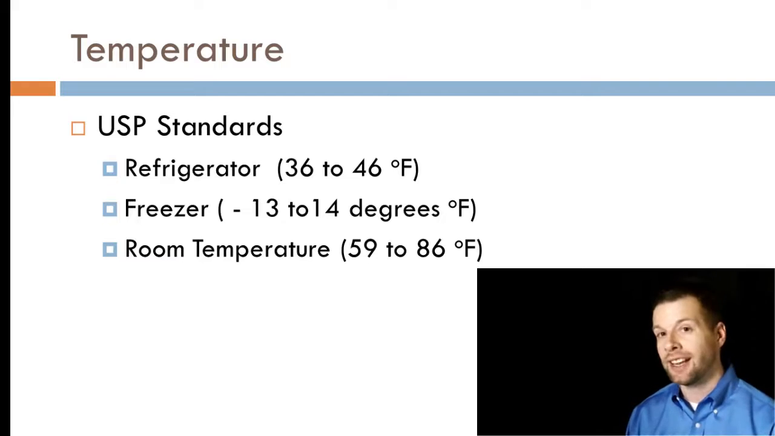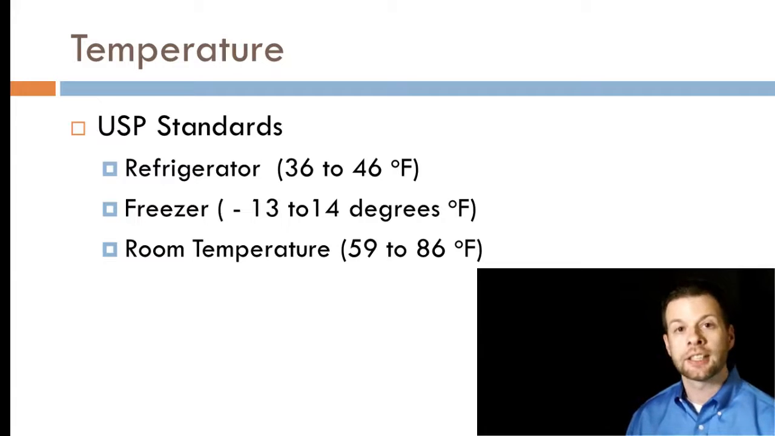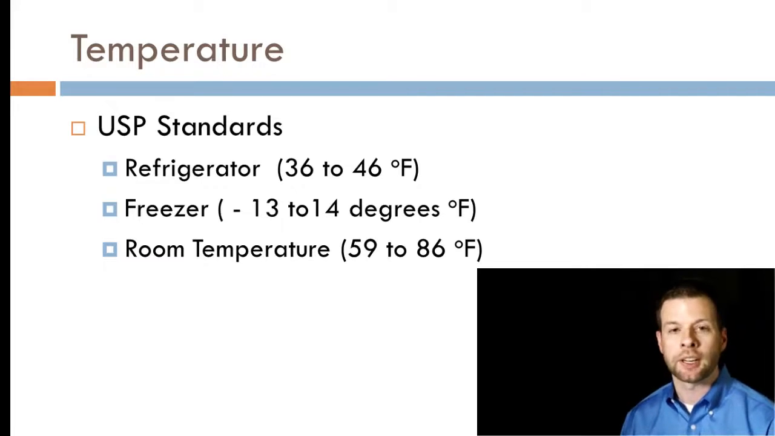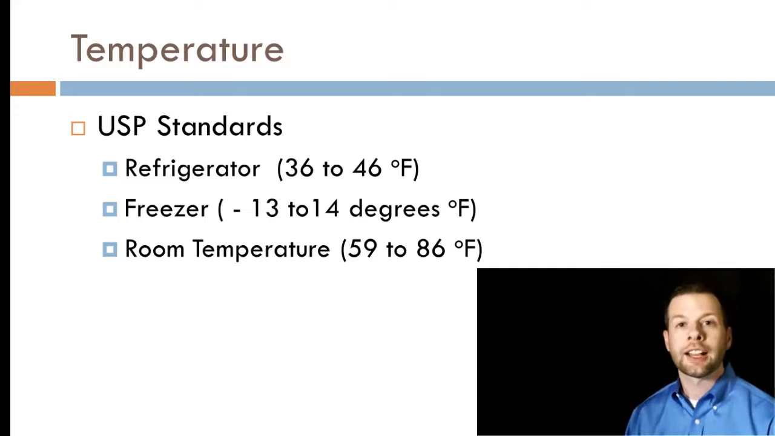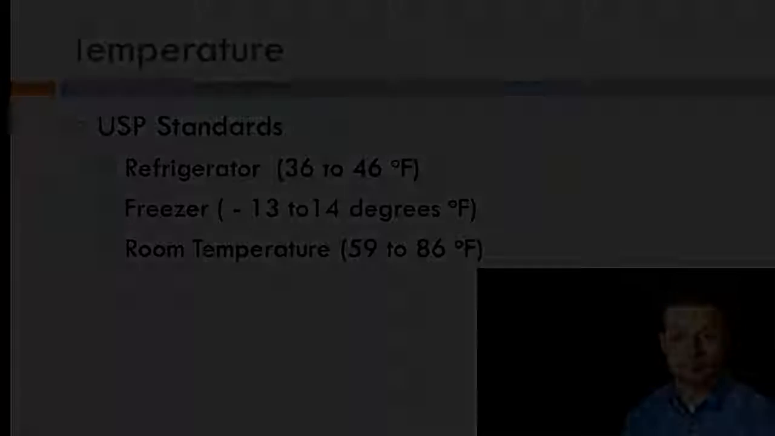For refrigeration, I need my insulin to be kept at 36 to 46 degrees Fahrenheit, or any other product that it's recommended to be stored in refrigeration. In a freezer, I need it to be anywhere between -13 and 14 degrees Fahrenheit. And then room temperature, I expect those to be kept at 59 to 86 degrees Fahrenheit.